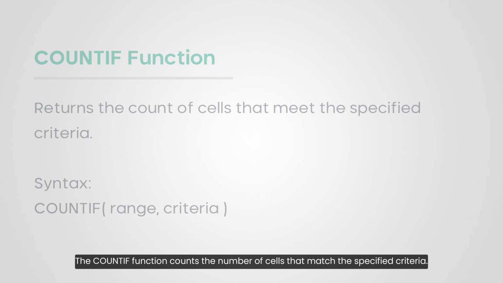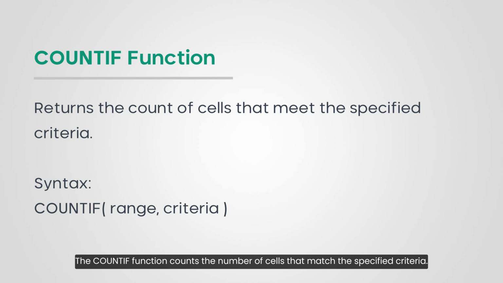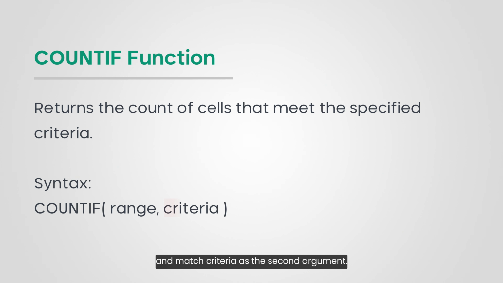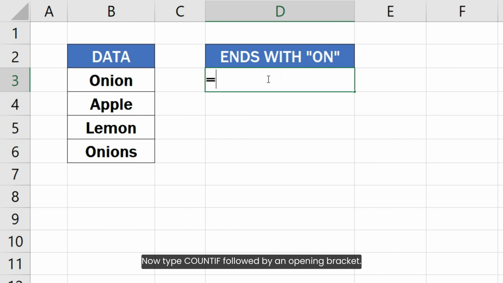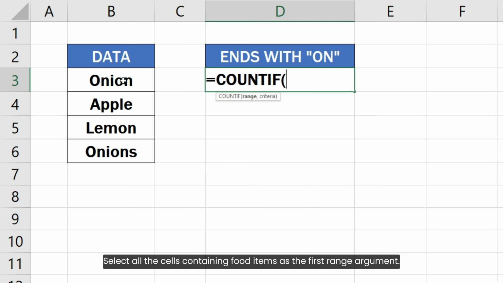The COUNTIF function counts the number of cells that match the specified criteria. We need to specify the range of the cells as the first argument and match criteria as the second argument. So let's type an equal sign in the target cell to start the formula. Now type COUNTIF followed by an opening bracket. Select all the cells containing food items as the first range argument.